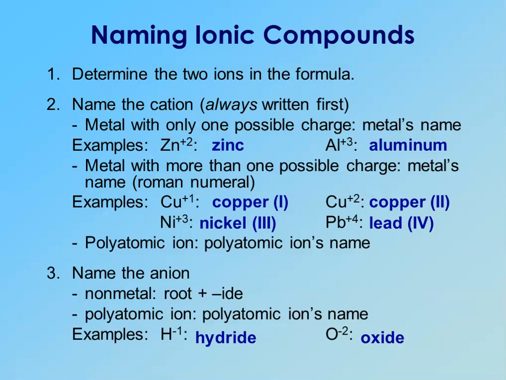If it's a polyatomic, you just write its name down. If it is an anion, we're dealing with the second half of the compound and it's from the periodic table, we take the root of that name and add on "-ide", or we just name the polyatomic.